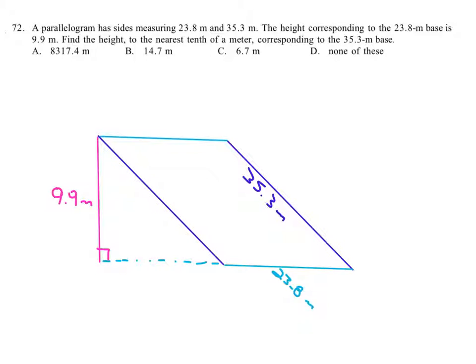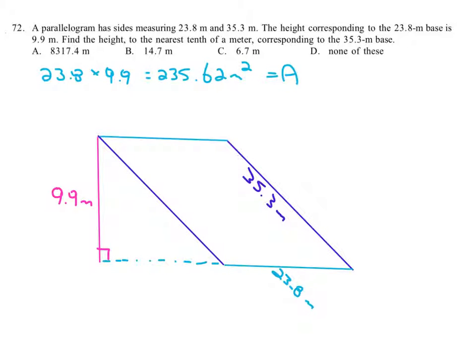So the first thing we need to do with this parallelogram is use the formula for a parallelogram, which is the base times the height. And we need to find out what's the area. So let's do that first. We could say 23.8 times 9.9 equals, let's calculate it out. And we get 235.62 meters squared for the area.